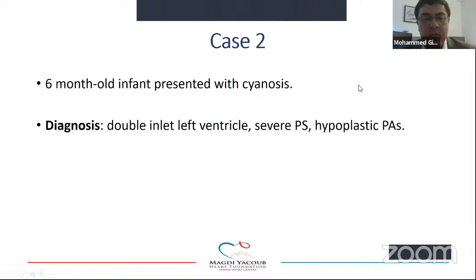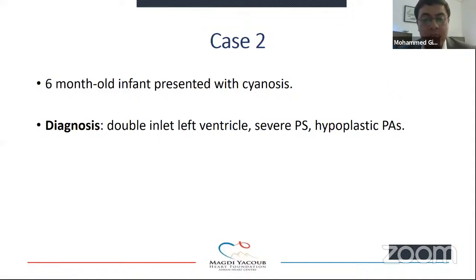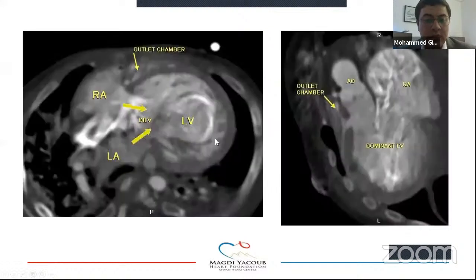A 6 months old infant presented with cyanosis, diagnosed as double inlet left ventricle, severe PS, and hypoplastic pulmonary arteries. As you see, this is an axial post-contrast CT, showing the right atrium, this one, and the left atrium. Both atria are connected to the single or the dominant left ventricle, this chamber. So we are dealing with double inlet left ventricle, and this dominant ventricle supplies the aorta, with no subaortic stenosis or obstruction.